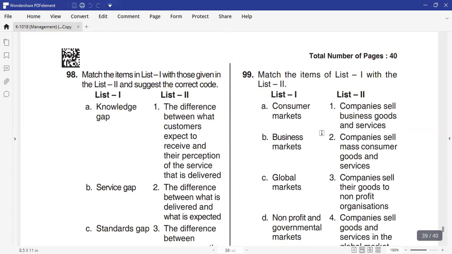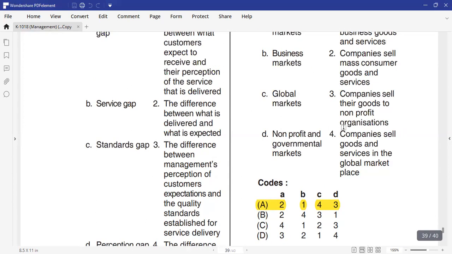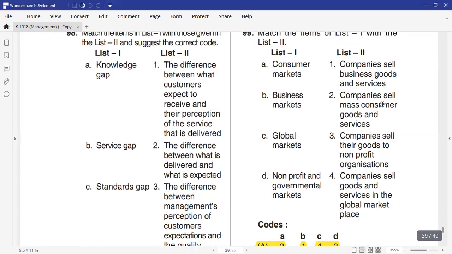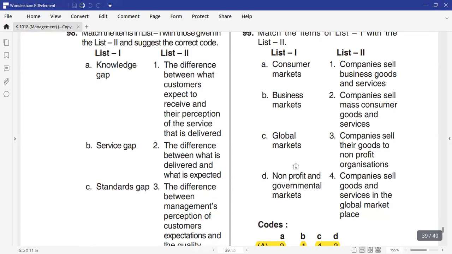Next, we go to the 99th question. Once again, match the following, list 1 versus list 2. The correct option is A is equal to 2. That is, consumer markets are where companies sell mass consumer goods and services. Then we have B is equal to 1. Business markets is nothing but companies selling business goods and services. Then C is 4, global markets: companies sell goods and services in the global marketplace.